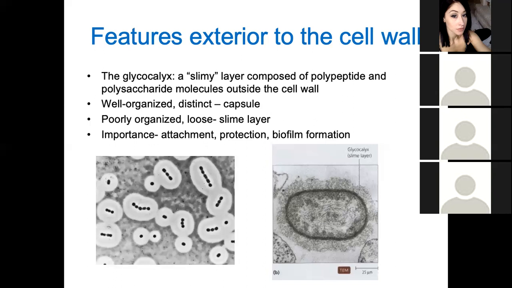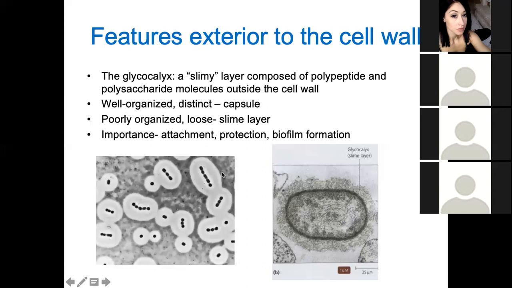In the case of the capsules, it's relatively thick and well organized. But sometimes it's very loose and kind of diffuse, I'd put it that way, when you visualize it. And then it's referred to as being a slime layer, but they're basically the same composition. It's just that they're differently organized. This capsule can be a significant feature of pathogenesis because the capsule, the Glycocalyx, performs several functions.